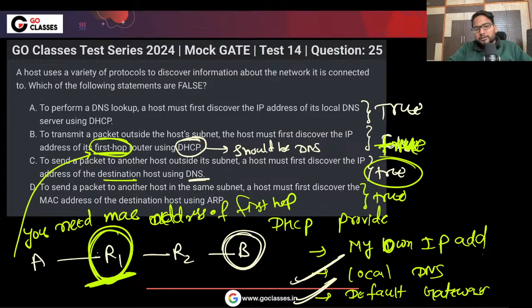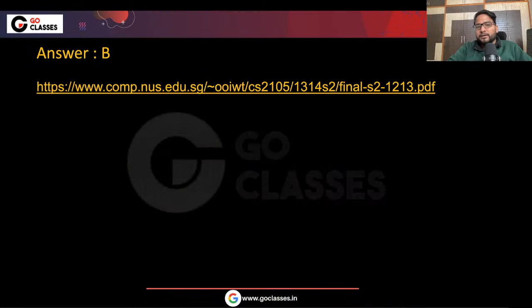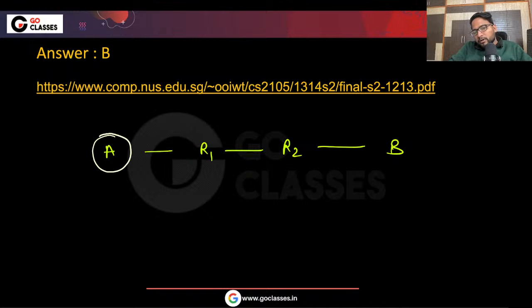Okay. So should I tell you the steps again? Let me just tell you the steps again. If this is R1, this is R2, this is B, right? Then A needs to know its own IP address using DHCP. First call is DHCP, which is, you can say, mandatory. So the first call is DHCP to know the IP address of my own. Then once I know my own IP address, now I want to send the packet to B. I know who B is, let's suppose this is google.com.